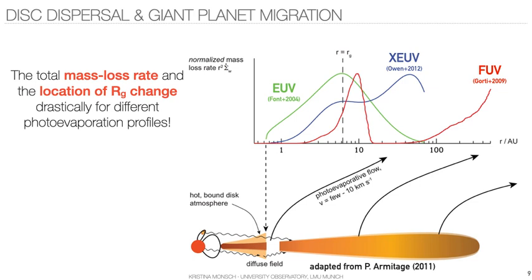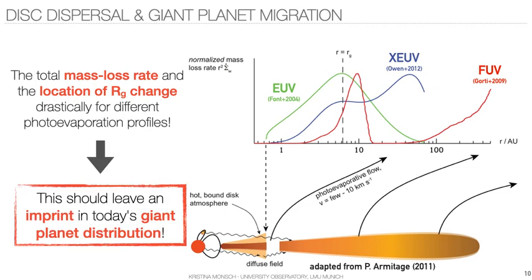And what is important to note here is that this plot only shows the normalized mass loss rates. If you plot the total ones, you will see that they differ by up to 2 orders of magnitude, meaning that they will shape the disk in very different ways. And therefore, we also expect that they should leave a different imprint in the observed distribution of giant planets.